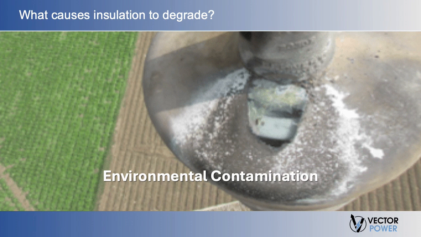Finally, we need to consider environmental contamination. Environmental contamination covers a multitude of agents ranging from moisture from processes to humidity on a muggy day, and even attacks by rodents that gnaw their way into insulation.